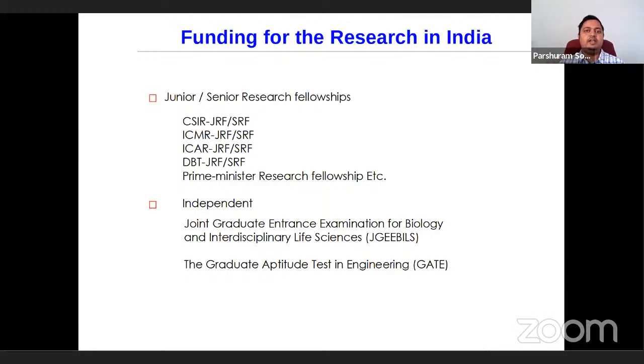So I think that explains the basic infrastructure, or the basic mechanism, of how to get into a research institute. And I would especially like to tell you guys, don't lose heart, and don't underestimate yourself. Everyone has potential. So prepare well and appear for these exams confidently. I think you will get success.